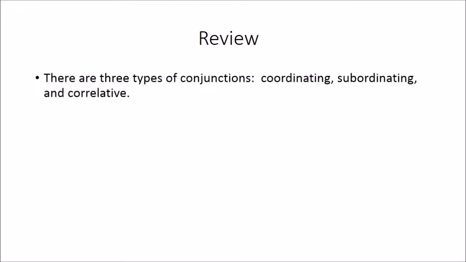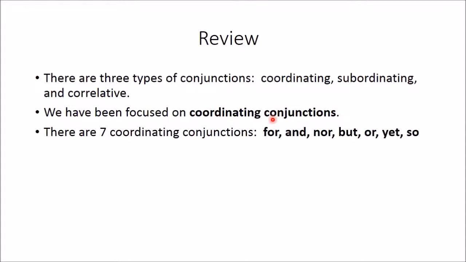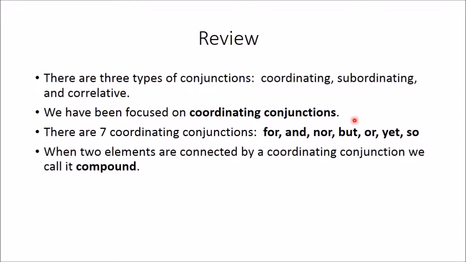So to review before we start diagramming compound sentences, you know there are 3 types of conjunctions: coordinating, subordinating, and correlative. We've been focusing on coordinating conjunctions, and there are 7 coordinating conjunctions: for, and, nor, but, or, yet. So if you haven't memorized these yet, it is time. Our quiz is coming very soon, so please memorize those.